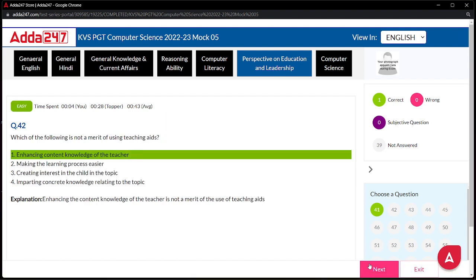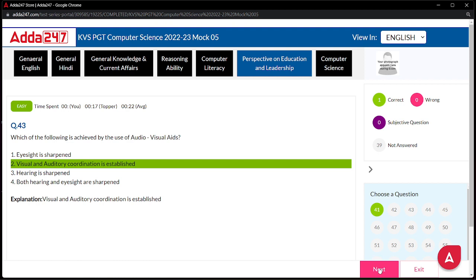Next, which of the following is not a merit of using teaching aids? Enhancing content knowledge of the teacher is not a merit of using teaching aids. The other options, making the learning process easier, creating interest in the child in the topic, and imparting concrete knowledge relating to the topic, are merits of teaching aids. Which of the following is achieved by the use of audio-visual aids? So the answer is visual and auditory coordination is established.